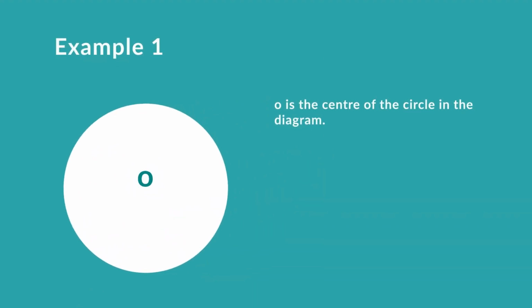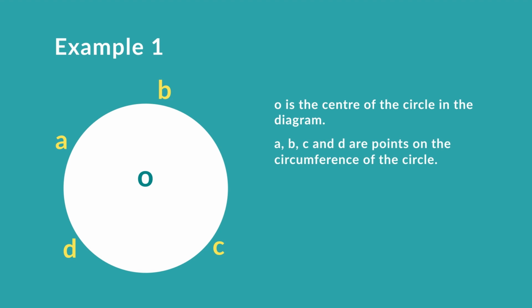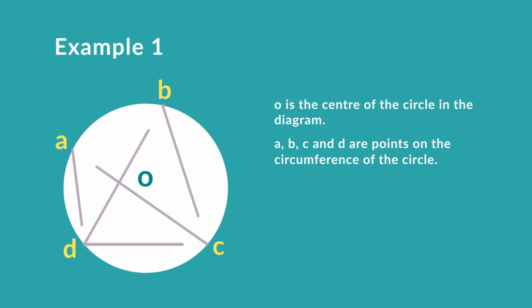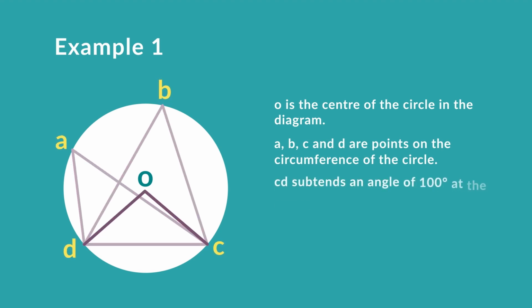Let's work through an example. We are given a circle with center O with 4 points on its circumference, A, B, C, and D, which are joined as shown. At the center of the circle is a given angle COD, which is equal to 100 degrees. We'll start with the angle that we are given, angle COD, which is subtended by the arc CD. We could also draw in a chord CD to make it easier to work with.